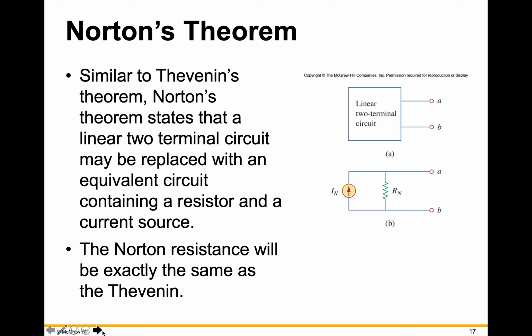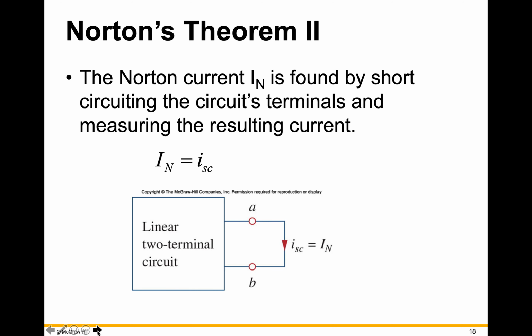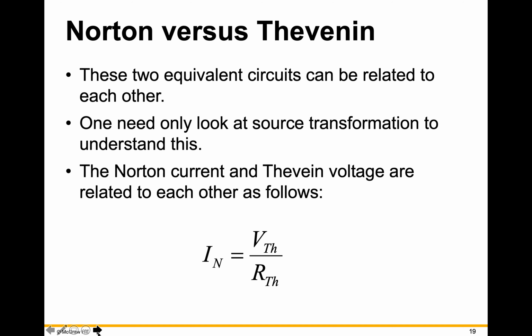So in the example videos this week, we're just going to look at several cases of Thevenin and Norton. Here they're illustrating what I just said, that you find the Norton current by finding the short circuit current between terminals A and B, and then you find the resistance in the way we just mentioned.